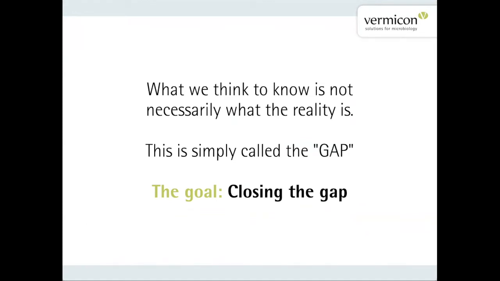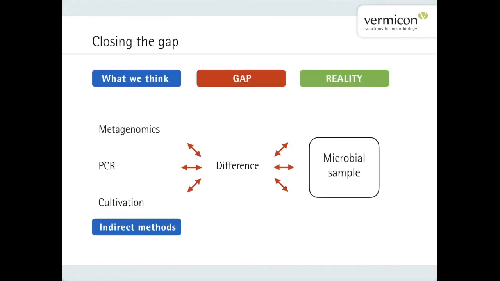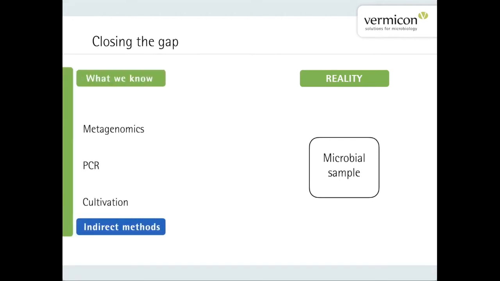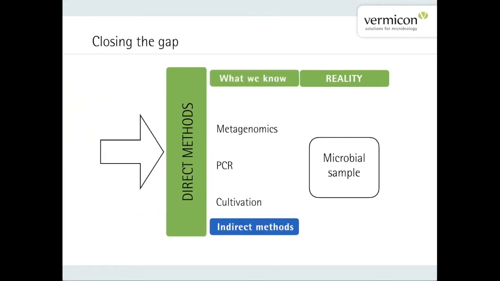And this is simply what we call the gap. And our vision is closing the gap. So let me show this in this diagram. What we think is all we get from the indirect methods: metagenomics, PCR, cultivation. And on the other side, we have the real reality, I would say. The difference between this is the gap, because we think what we know, and on the other side, we have the real reality. This is the gap. And our aim is to close this gap with direct methods, so that we combine direct methods with indirect methods to get really the reality of the microbial sample.